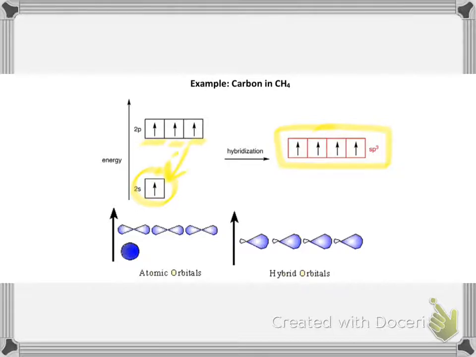Otherwise, if it was actually looking like this, we'd be violating Aufbau's principle, right? We wouldn't be filling in our lower energy orbital. But when we recognize hybridized orbitals are all the same energy, that's why carbon has 4 unpaired electrons instead of 2 that are paired up in the 2s sublevel.